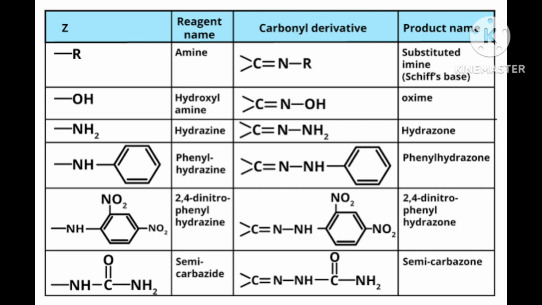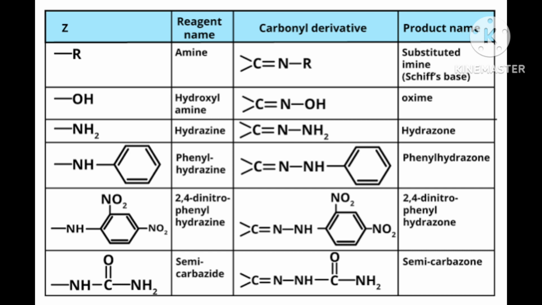Like that, if in the place of Z, OH is there, then it will form NOH, and it is called oxime. Just attach this group in the place of Z. If OH is there, then NOH, and it will be known as oxime. When it reacts with hydroxylamine, it will give oxime. In the place of Z, you write OH.